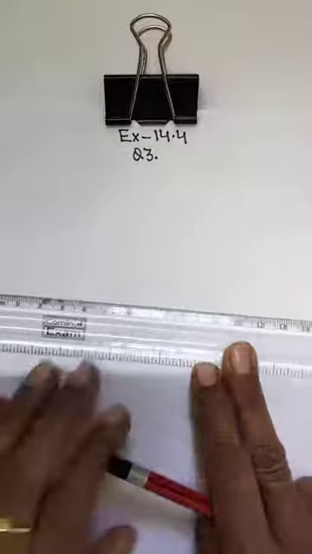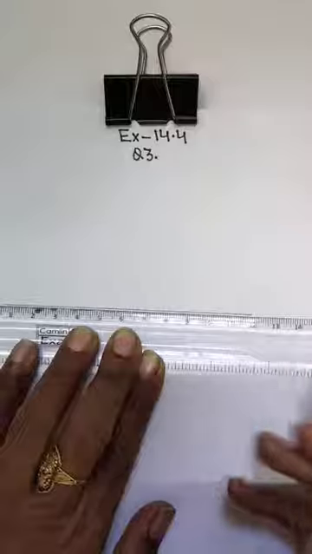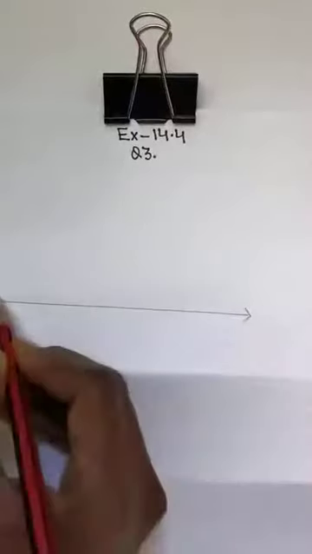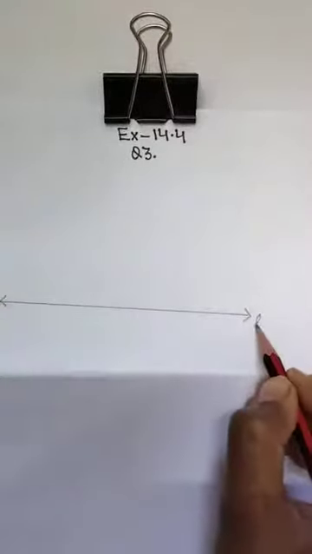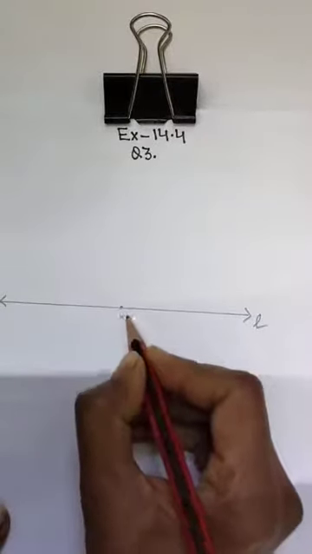Now we will do one question of exercise 14.4, that is question number 3. It is: draw a line L and mark a point X on it. Let us do this first of all. Let's draw the line L. This is line L. Mark a point X on it. We have marked.